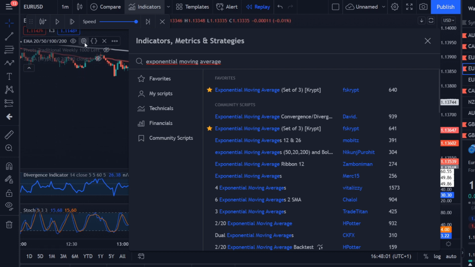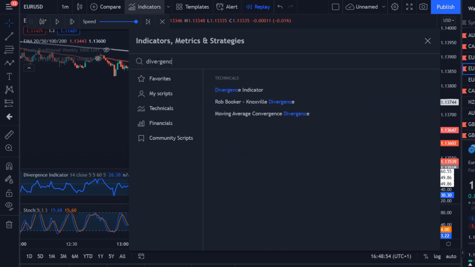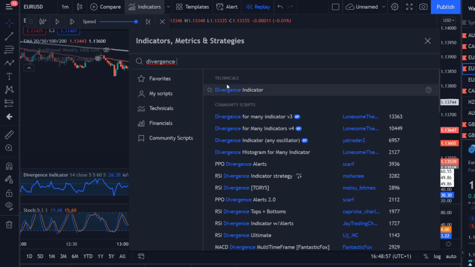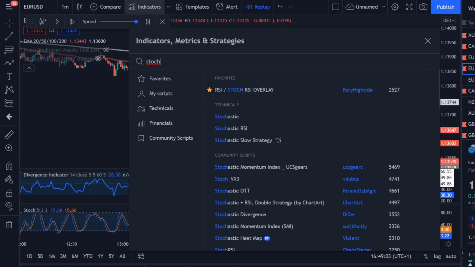you get 4 exponential moving averages, it just takes a place of 1 indicator, right? If you're using the free version of TradingView, you're able to use up to 3 indicators. Now we can get 4 exponential moving averages and we only use 1 indicator, if you know what I mean. So we click once, then we are looking for a divergence indicator over here. We also click once on that, and last but not least the stochastic. Over here we see the stochastic and we click on it as well.